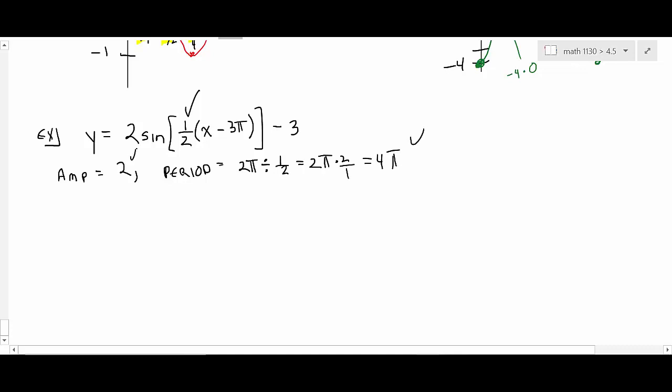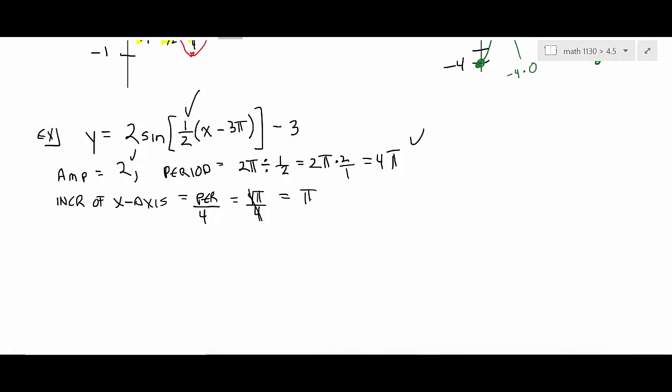So if you're going to do a period on this, your 5 key points are going to take place every 4 pi units. Okay, all right, how have we been finding the increment of the x-axis? Okay, take the period and divide by 4. Okay, so that's going to be period over 4. So that's 4 pi over 4. So that's equal to pi. So what does that mean? It means when we draw a graph in a minute, with the x-axis, it's going to go pi, 2 pi, 3 pi, 4 pi, 5 pi. Okay, that's real key that when you have a period change, you do that.